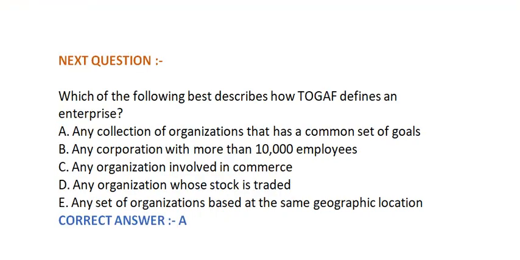Now moving to the next question. Which of the following best describes how TOGAF defines an enterprise? Option A, any collection of organizations that has a common set of goals. Option B, any corporation with more than 10,000 employees. Option C, any organization involved in commerce. Option D, any organization whose stock is traded. And option E, any set of organizations based at the same geographic location. And the correct answer is option A.